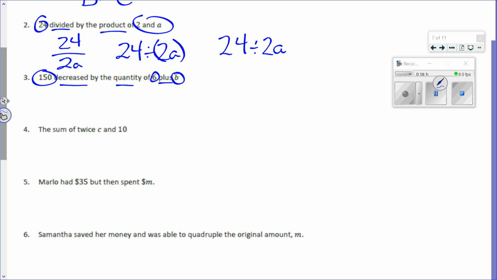Okay, 150 decreased by the quantity of 6 plus B. So, Devin, hopefully this is where you're starting to see the importance of this quantity piece. It's telling me I have to put together grouping symbols, right? So 150 decreased by the quantity of 6 plus B.